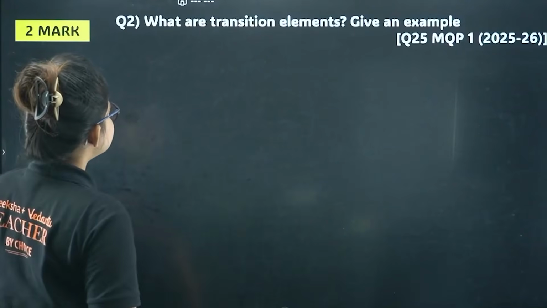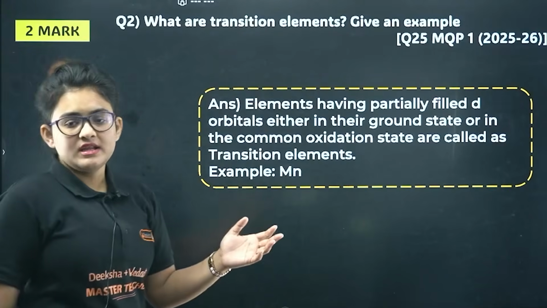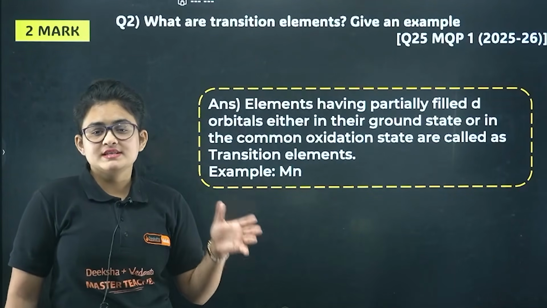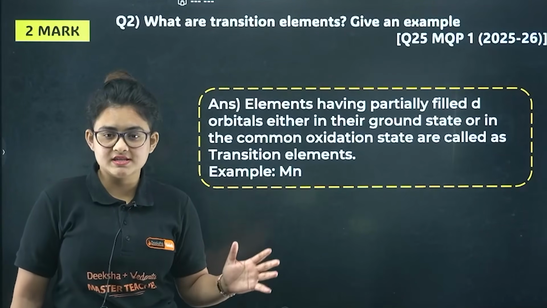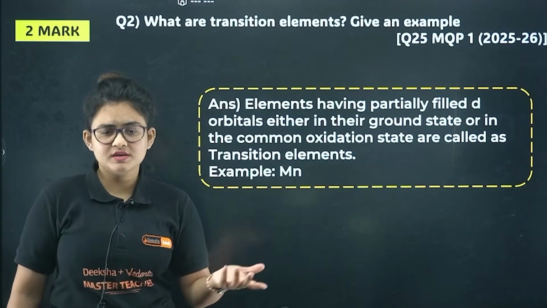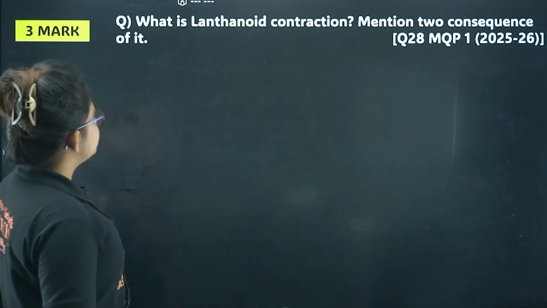So let's proceed. What are transition elements? Give an example. Elements having partially filled d orbitals either in their ground state or in their common oxidation state are called transition elements. You can take the example of manganese. So let's proceed further.